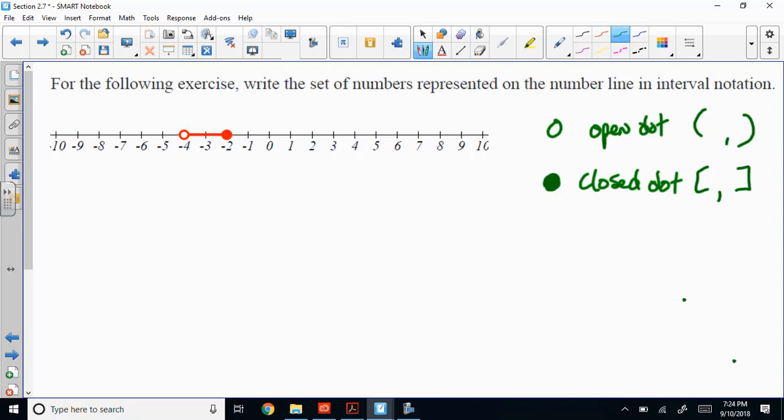So for this one, we've got -4 and -2, right? Set numbers reference in interval notation. So does it include -4? No. It doesn't include -4, but does it include -2? It does. So that would receive a bracket. Fair enough?